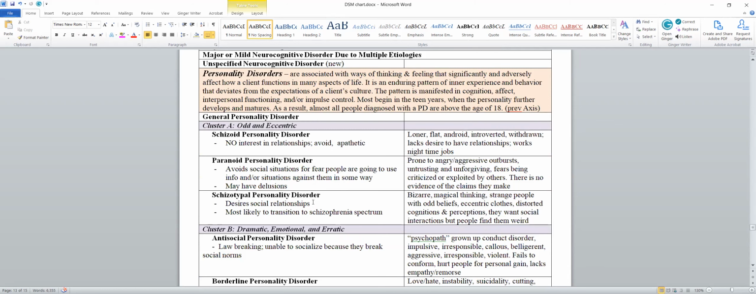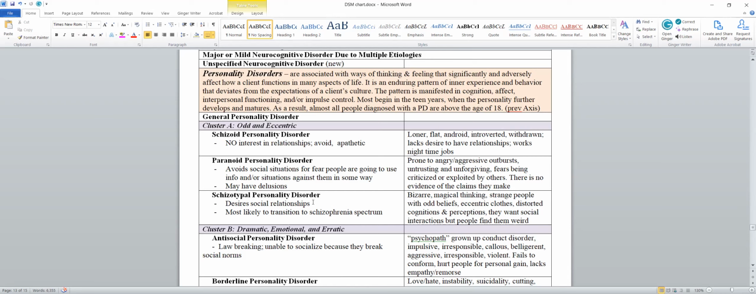Moving on to the next main category, personality disorders. Personality disorders are associated with ways of thinking and feeling that significantly and adversely affect how a client functions in many aspects of life. It is an enduring pattern of inner experience and behavior that deviates from the expectations of a client's culture. The pattern is manifested in cognition, affect, interpersonal functioning, and/or impulse control.